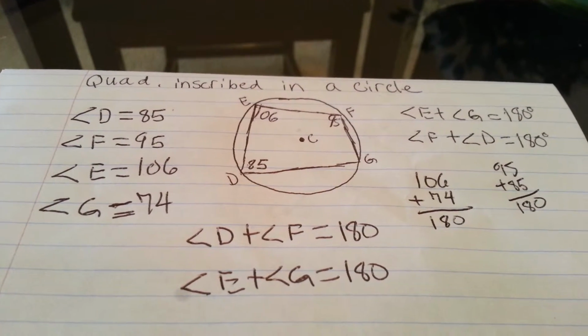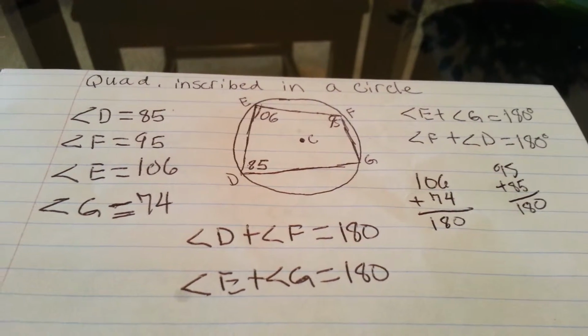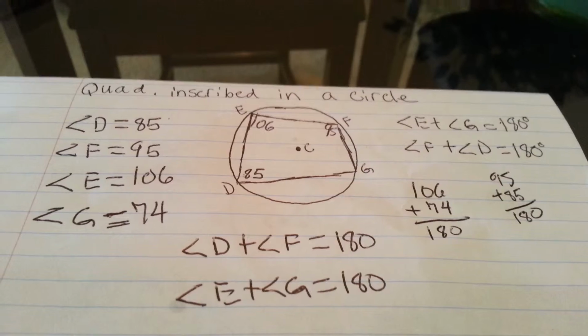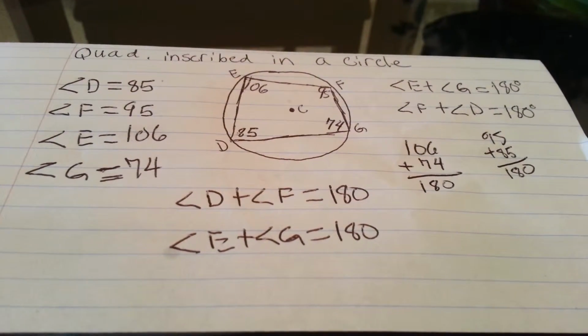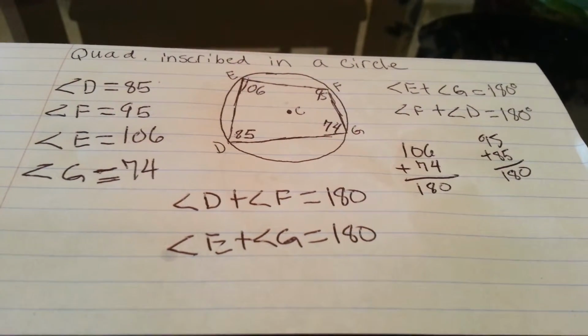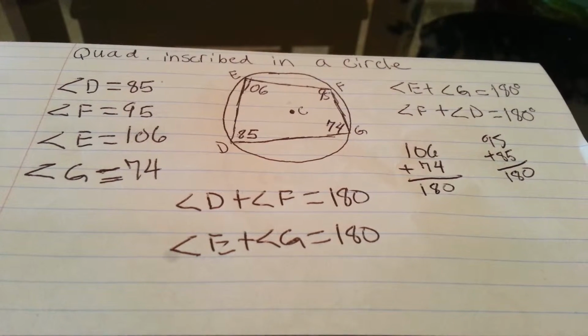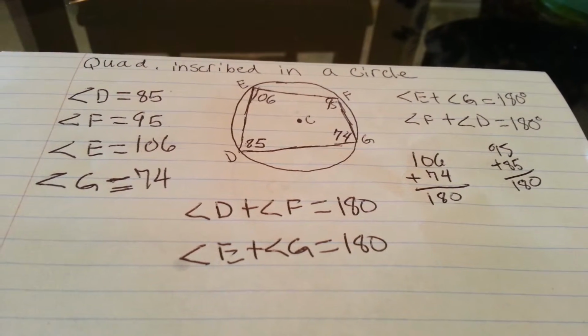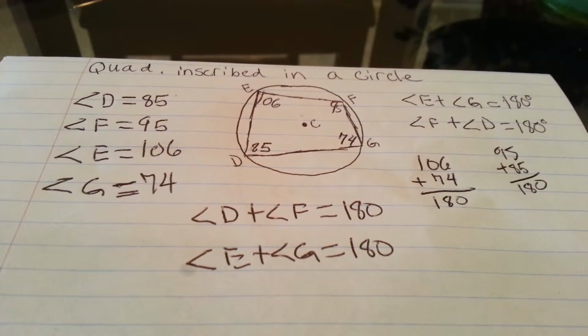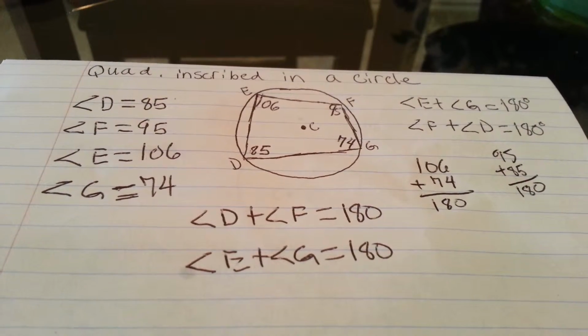And also in this problem, angle E equals 106 degrees, so therefore angle G has to equal 74 degrees for this to equal 180. And that is quads inscribed in a circle.